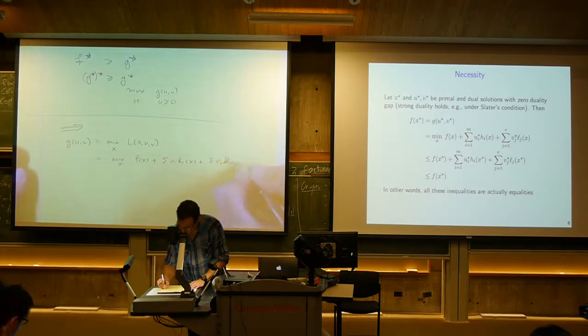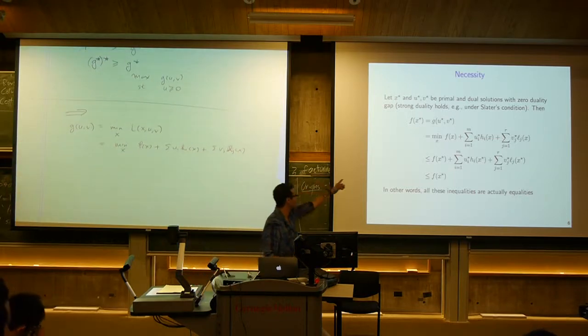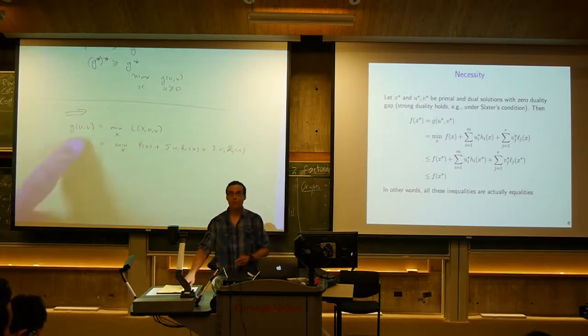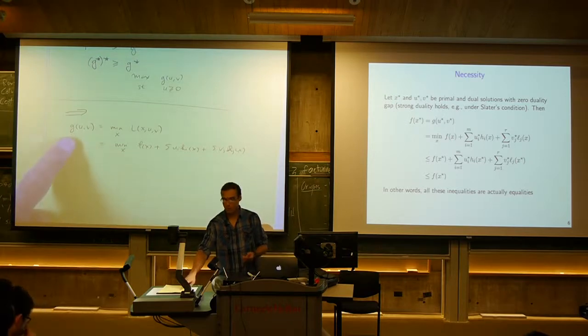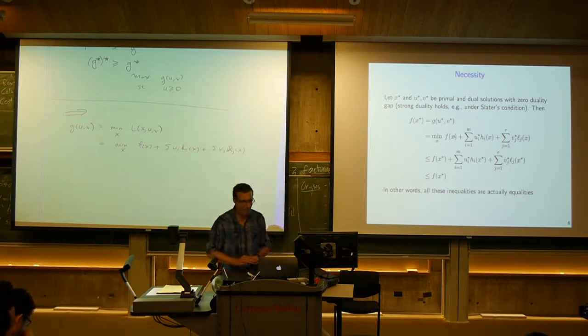Say Lj of x. Okay, and here I'm asserting that this also must be true at u star, v star. Of course, this is true for all u, v by definition, so it's true at u star, v star. Okay, so that's why we have an equality here.